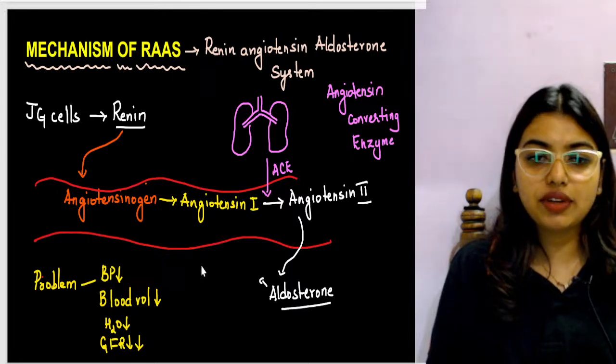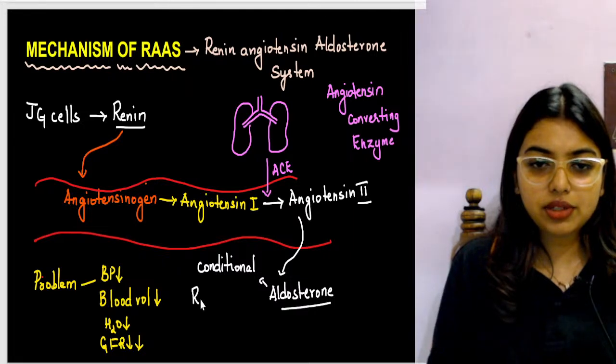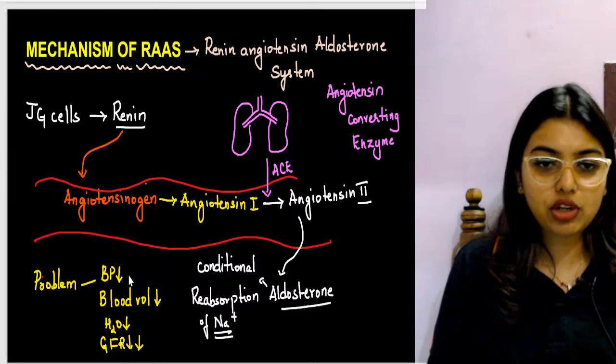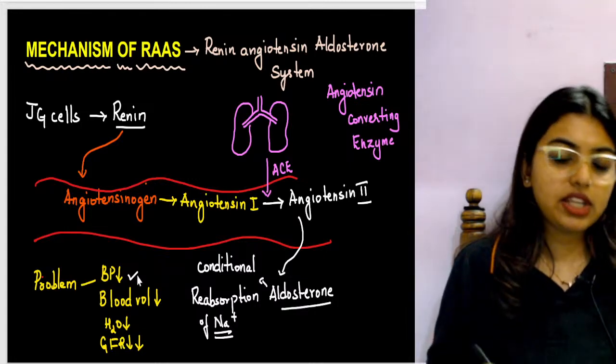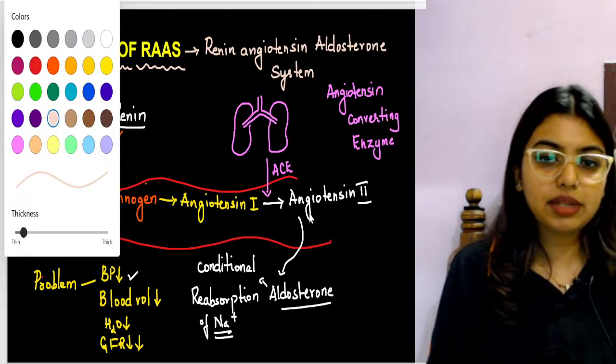So aldosterone will do conditional reabsorption of sodium. So when you do conditional reabsorption of sodium, automatically BP will get fixed. Very good, adrenal gland. BP will get fixed. Okay. Next, angiotensin will be like, what is the next issue?